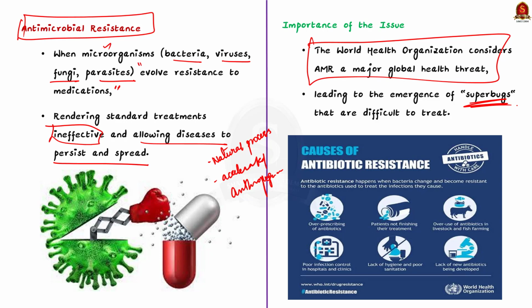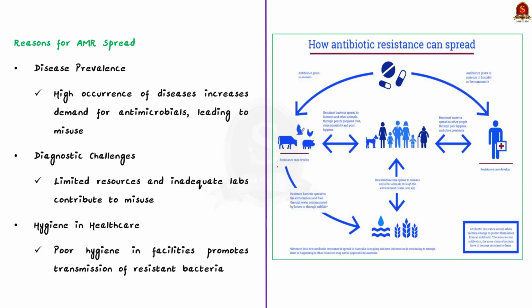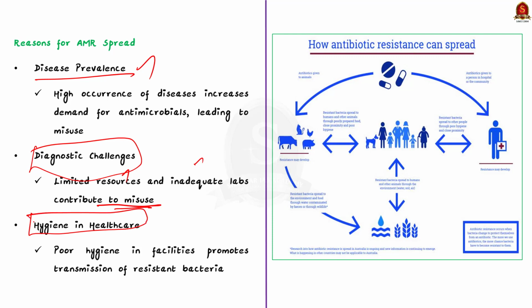Firstly, the widespread occurrence of diseases like tuberculosis and respiratory infections increases the demand for antimicrobial treatments, often leading to misuse and overuse. Secondly, limited resources and inadequate laboratory capacity hinder precise diagnosis and appropriate treatment. This contributes to the indiscriminate use of antimicrobials. Thirdly, lapses in hygiene within healthcare facilities facilitate the transmission of resistant bacteria amongst patients.